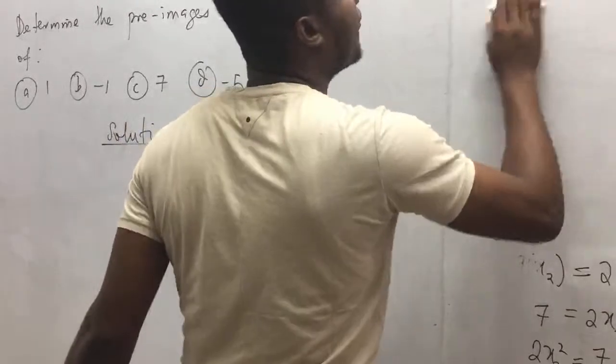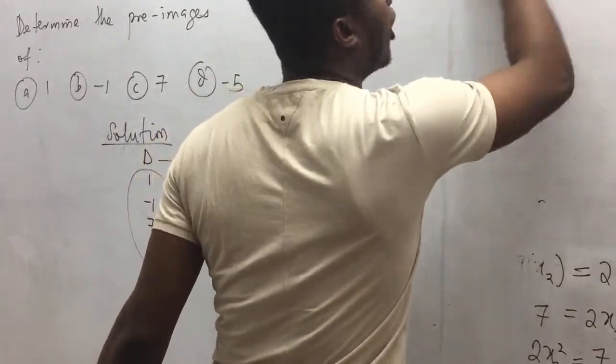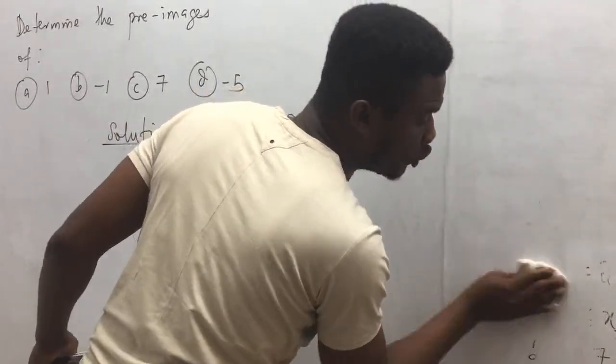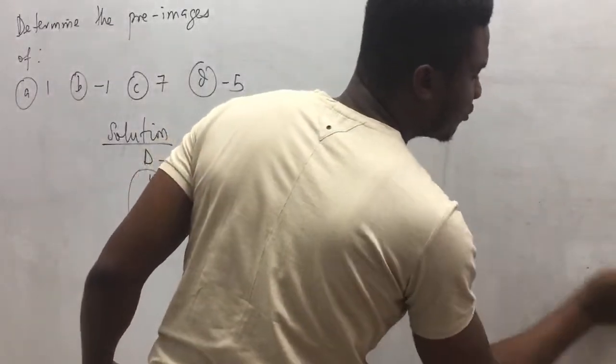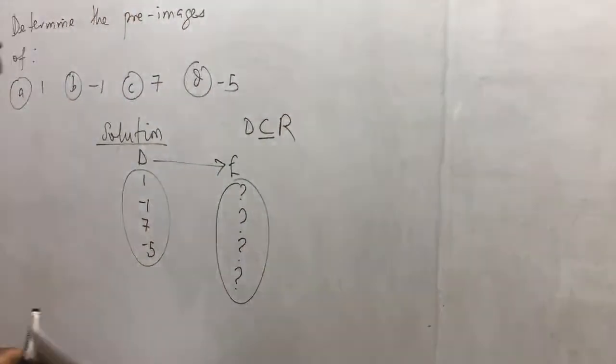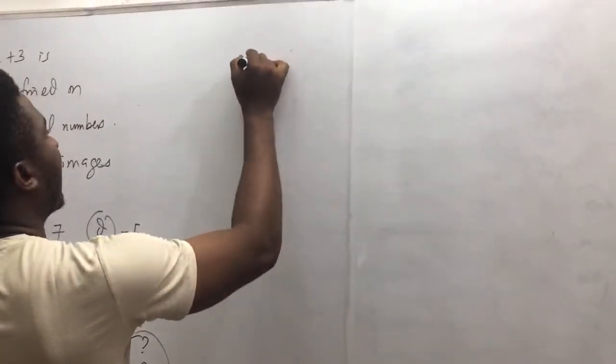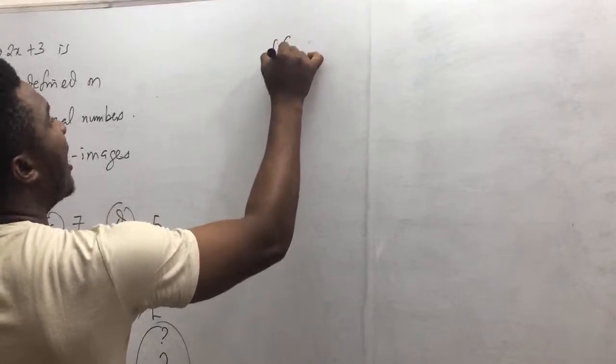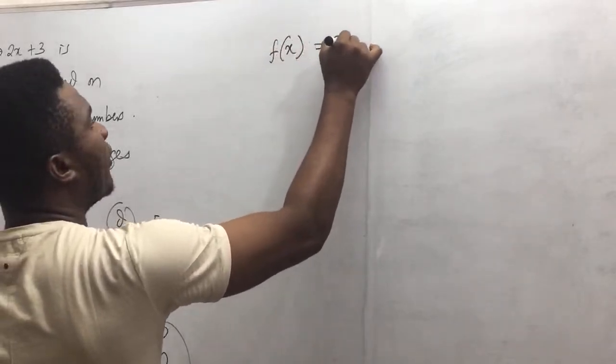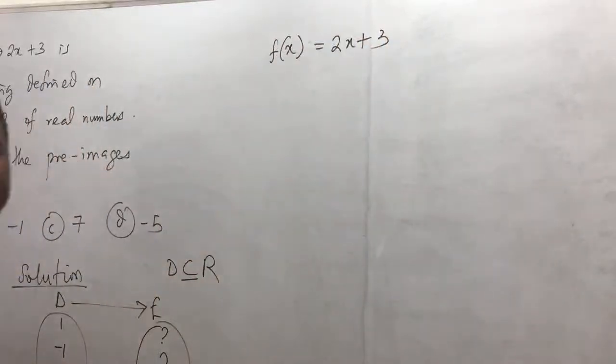To solve this problem, all we have to do is to use the function we've been given. So what is the function? I'm going to start with writing out the function. The function is f of x equals 2x plus 3. So I've always told you, please write it in this manner.